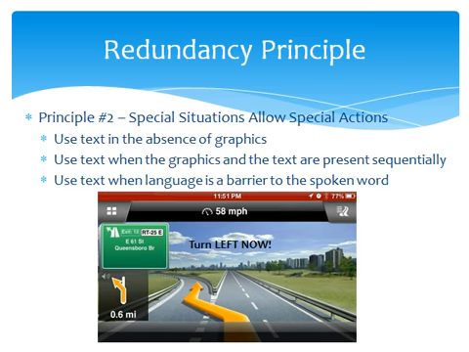And that brings us to the second part of this. There are special situations that allow special actions. We can always use text if we don't have an image of some kind. We can always use it when it's used together with the text itself. For example, if the voice came over and said turn left now, the graphic of the text would show at the same time. We can also use it if language is an issue for someone.